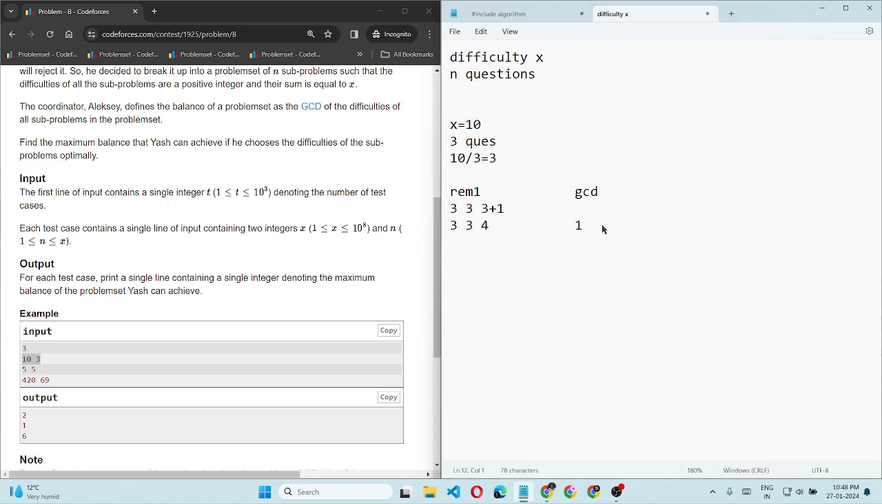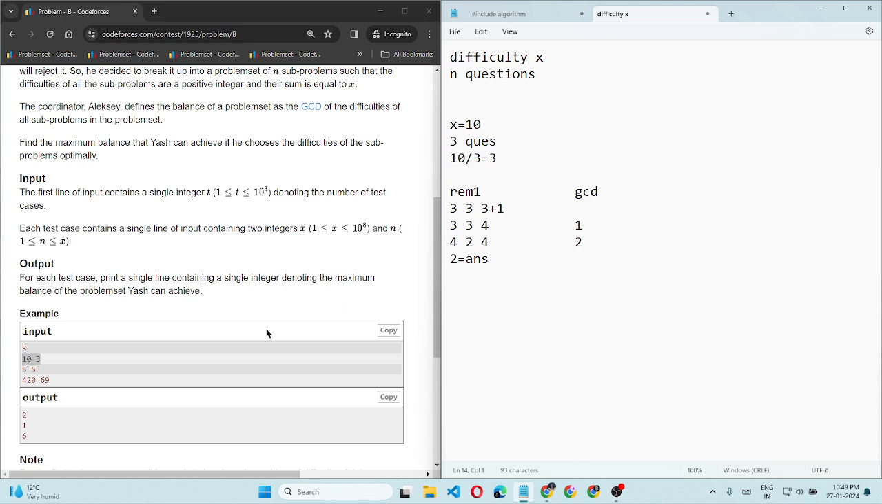What if I have to make the GCD maximum, right? So what I'll do is, I'll make this 2. I'll subtract 1 from here and add 1 here. So it will become 4, it will become 2, and here also it will become 2. So now the GCD is what? Now the GCD is 2. So that is the maximum GCD we can get, and that's it. That is the question. So that is what you have to print out. 2 is the answer.